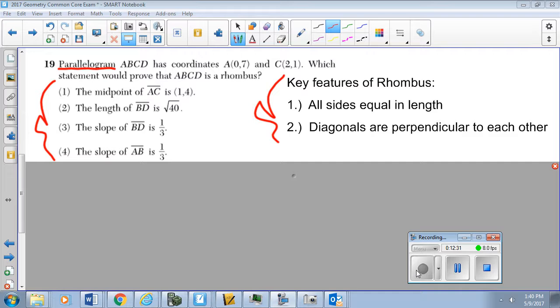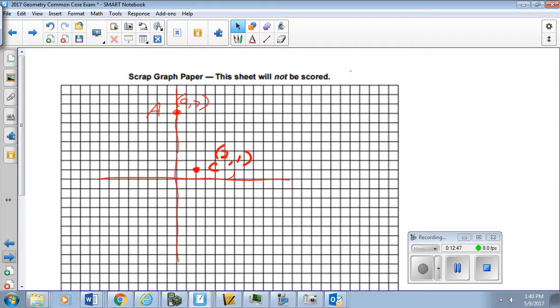And notice, they give you the coordinates of A and C. So those are actually diagonal to each other. So what I would do is, you know you have graph paper on the back of the test available to you. I would go and graph these points and go from there. So I already have them graphed here, both 0, 7, and 2, 1. So I want you to go ahead and graph those, and we're going to look at some of the answers.